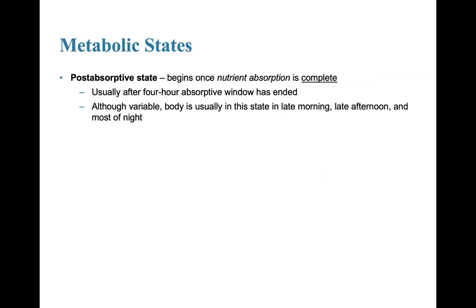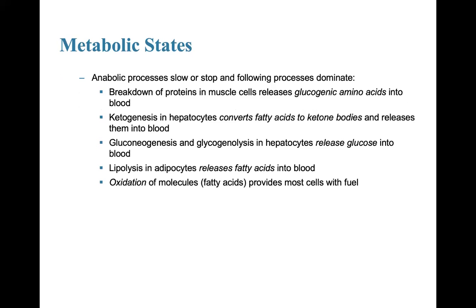The post-absorptive state begins once nutrient absorption is complete. This is usually after a 4-hour absorptive window has ended. Although variable, the body is in this state in late morning, late afternoon, and most of the night. Now, what happens in this particular state? Anabolic processes slow or stop, and the following processes dominate. You'll have the breakdown of protein in muscle cells, releasing glucogenic amino acids into the blood.